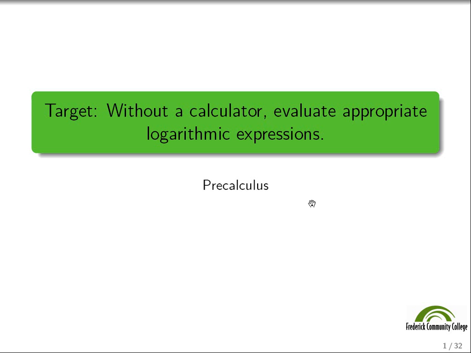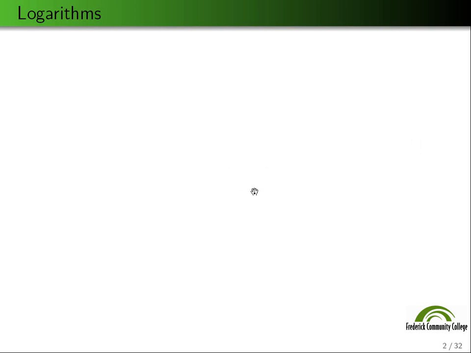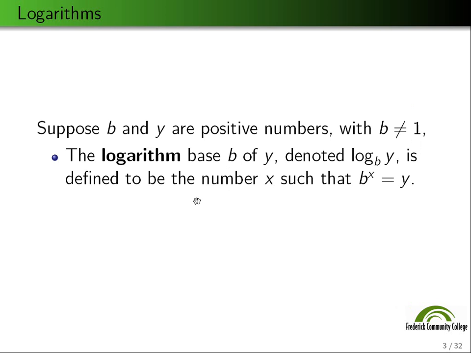Here's the learning target. Without a calculator, evaluate appropriate logarithmic expressions. First, let's define a logarithm, although I know you've probably seen it in your Math 82 class or whatever your algebra class was. But let's look at it again. Students really struggle with it.